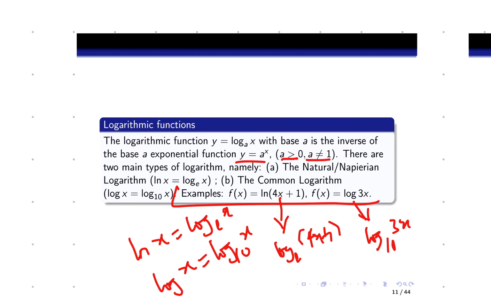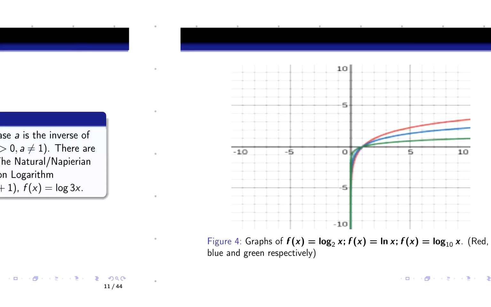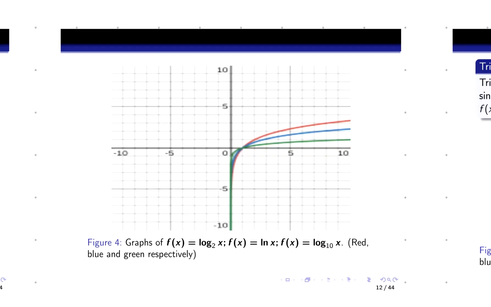So the exponential function is the inverse of the logarithmic function, and the logarithmic function is the inverse of the exponential function. Okay, so these are some examples of logarithmic functions. You have the graphs of f of x, that's log x to base 2. That is the red line. And the blue line is ln x, that's log x to base e. And the green line is log x to base 10, the common logarithm, like that.